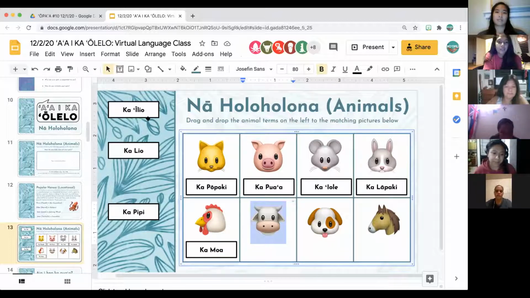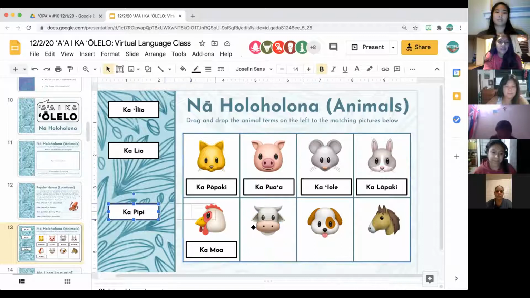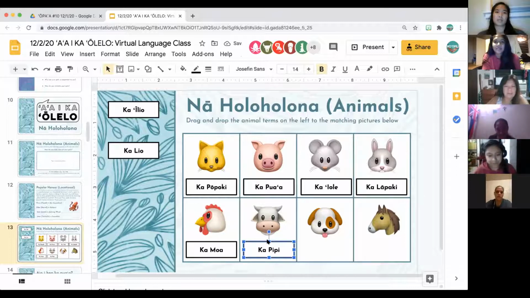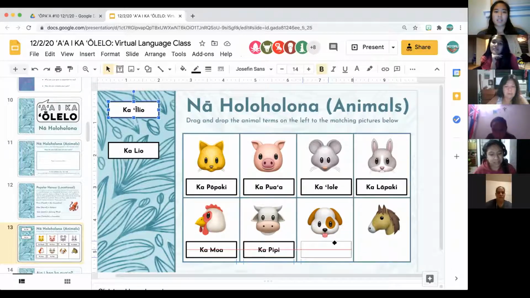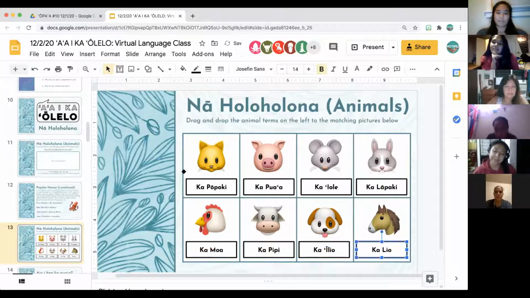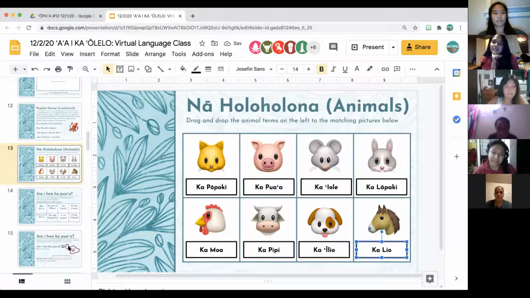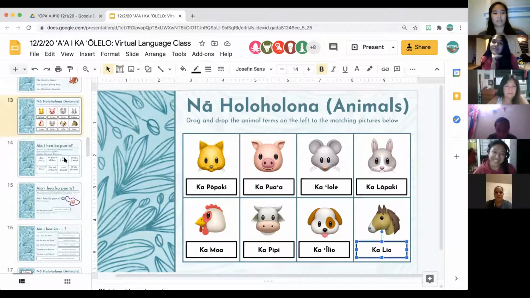Kapipi. Kapipi, yep. So that's the word for cow, which is weird because the word for goat is cow, K-A-O, and the word for cow is pipi. I don't know how these things work, but there must be a story behind that. Okay, Carly, can you do the last two? Yeah, the dog is Kailio. Yep. And the horse is Kalio. Good job. Okay, thank you. Mahalo, everyone. Good job. There's going to be some more, and those are going to be harder. So y'all got off on the easy ones.